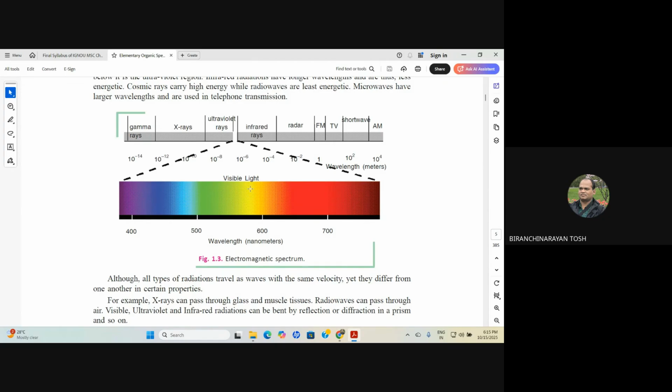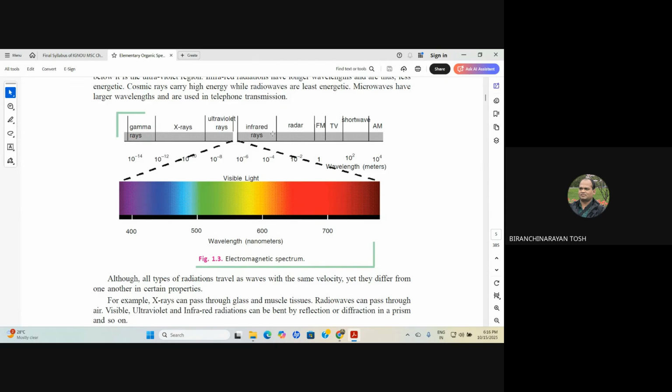The radiation which gives you the sensation of vision is known as light. So visible radiation is known as visible light. Others are radiation, because we can't see other electromagnetic rays or radiation. We can visualize only the visible range, so it is visible light.